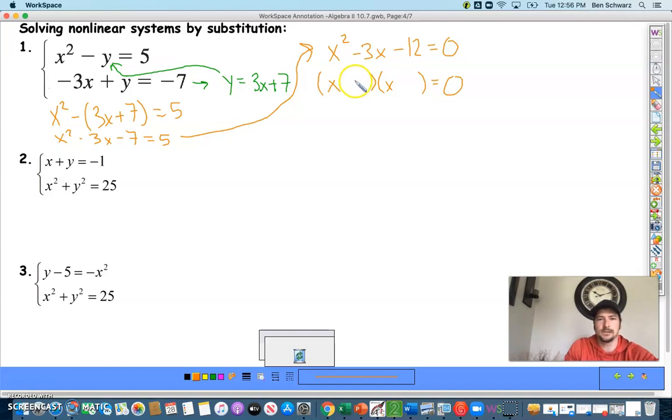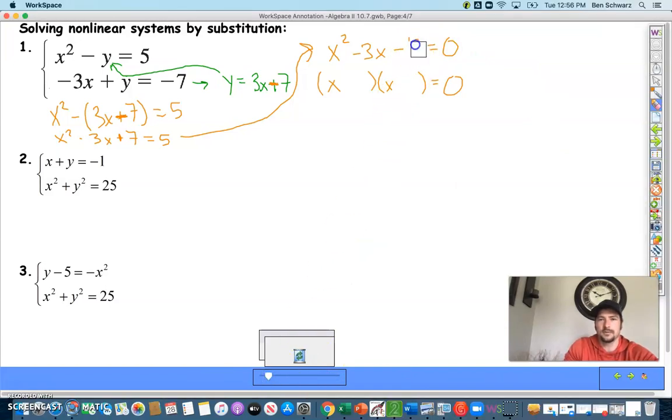6 and 2, 4 and 3, 1 and 12. Oh boy, I messed something up here. 3x, okay, yep, there's my mistake. This was supposed to be a minus. So 3x minus 7, that would make this a plus 7. So minus 5, this would be minus, sorry about that guys. It would be minus 2 here.